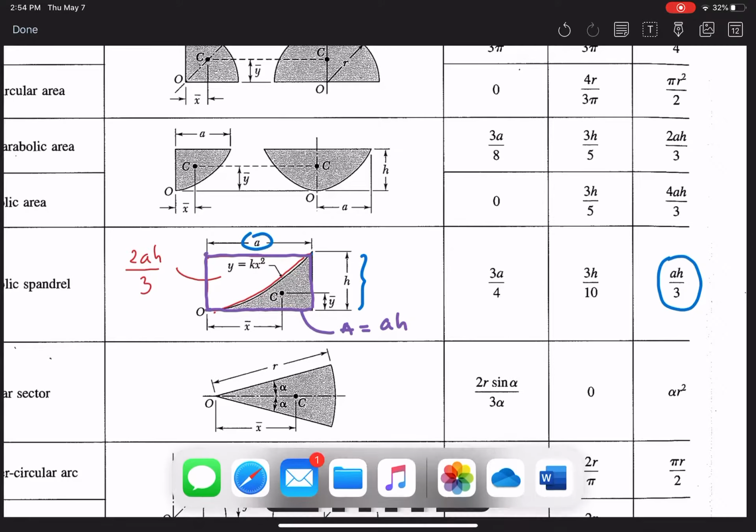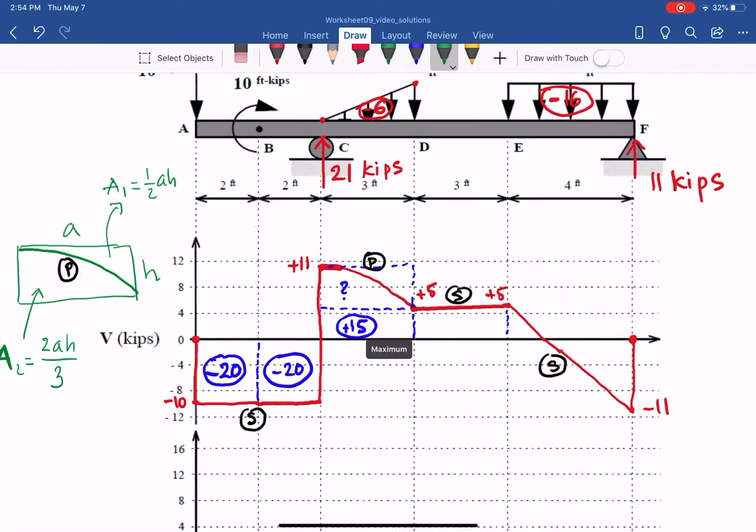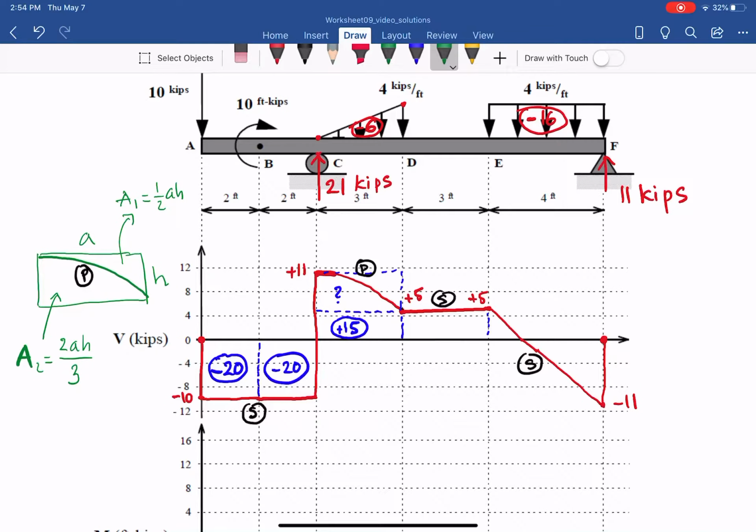So with that, we can go back to here. With that geometry, you can see that the question mark is not 1/3 AH, but actually 2/3 AH for that portion. So right down here, you can see the areas: area 1 equals 1/3 AH, and area 2 equals 2/3 AH. Keep that in mind. So the question mark that we have here is 2/3 of AH.